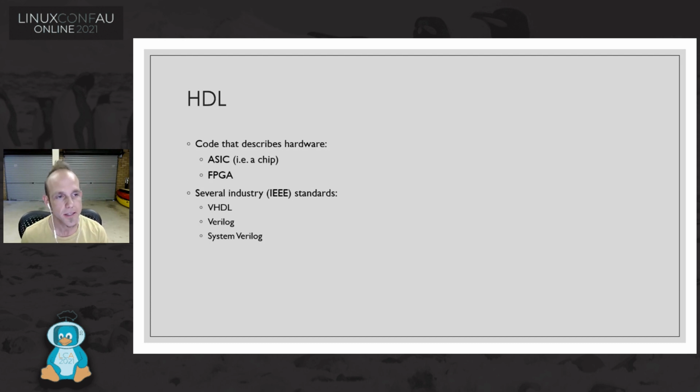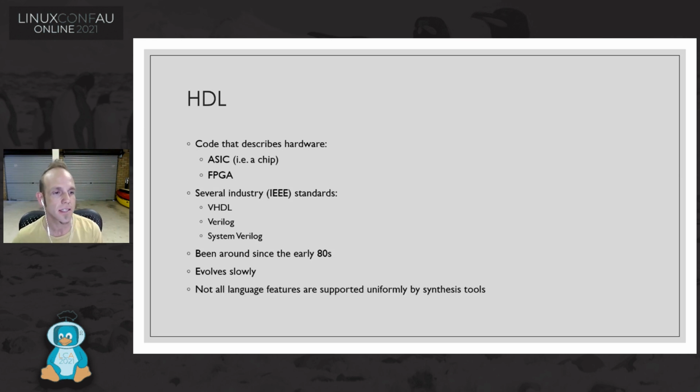And there's a few industry standards out there. They've been around for quite a while. So we've got VHDL, Verilog, and System Verilog. You've probably heard of at least one of these. Like I mentioned, they've all been around since the early 1980s, though System Verilog came a bit later. Because they're industry standards and they've been taken up by so many manufacturers, these languages evolve quite slowly, so you don't see modern features added very often. And unfortunately, not all language features are supported uniformly by all the different manufacturers. So even though there's standards, those standards might not be implemented 100% across all the different synthesis tools.